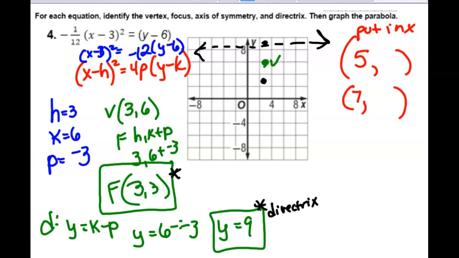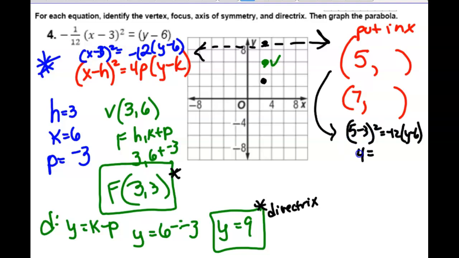I say a couple units because it just seems like it works out better. You definitely don't want to get too close to the vertex. You're not going to be able to tell how much it's stretching. All right, if I put a 5 in, is it okay if I put it in our fixed one, guys? Actually, it might be better to use this one, but it doesn't really matter. If I put a 5 in, I will have 5 minus 3 squared equals negative 12 times y minus 6. This would be 2 squared is 4.